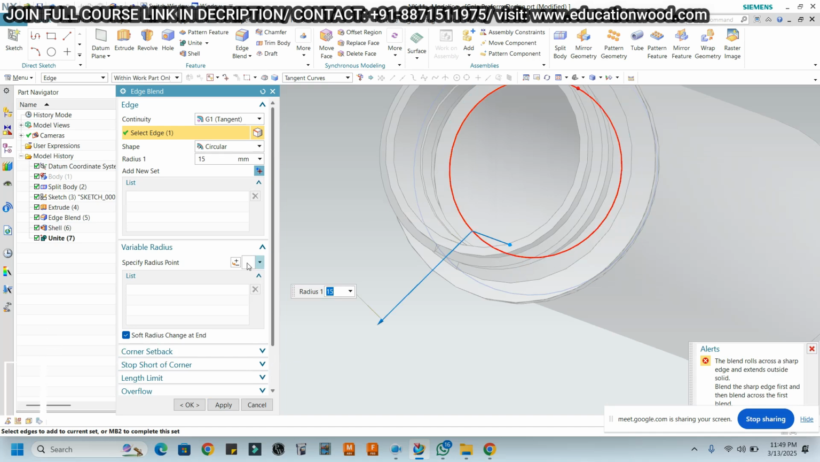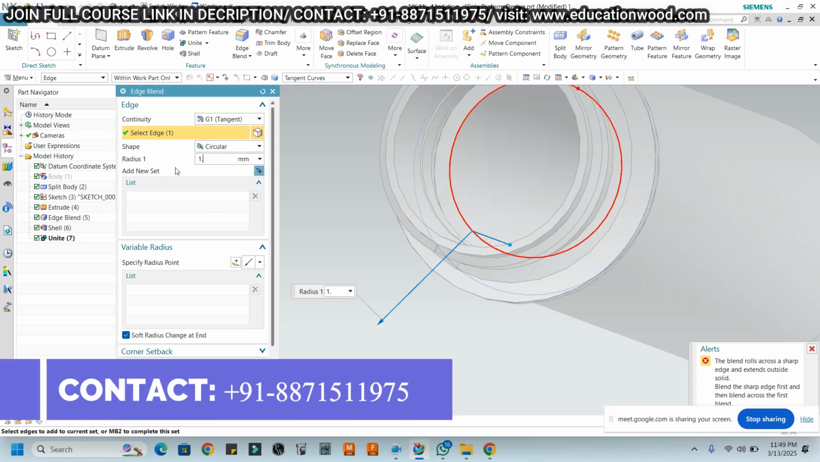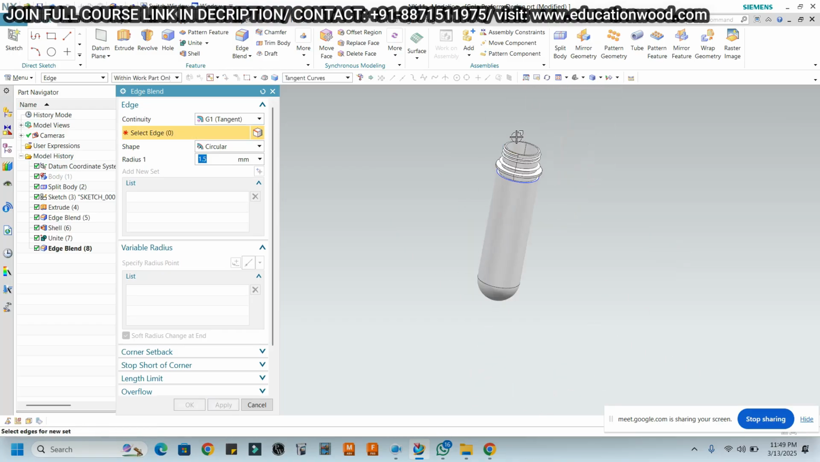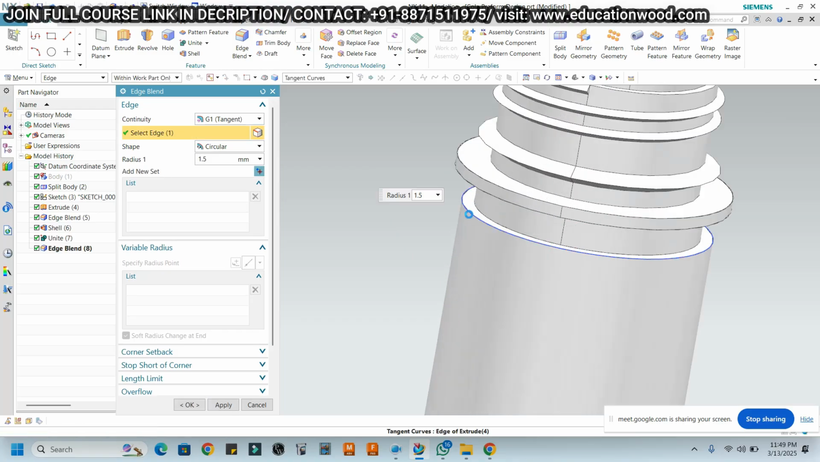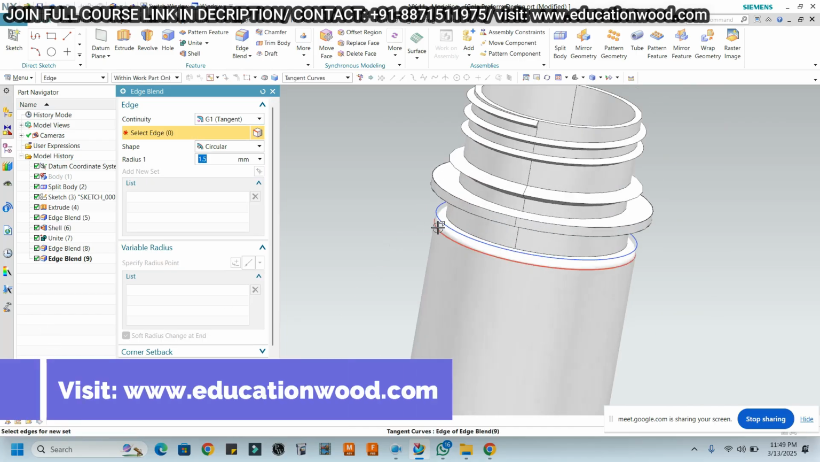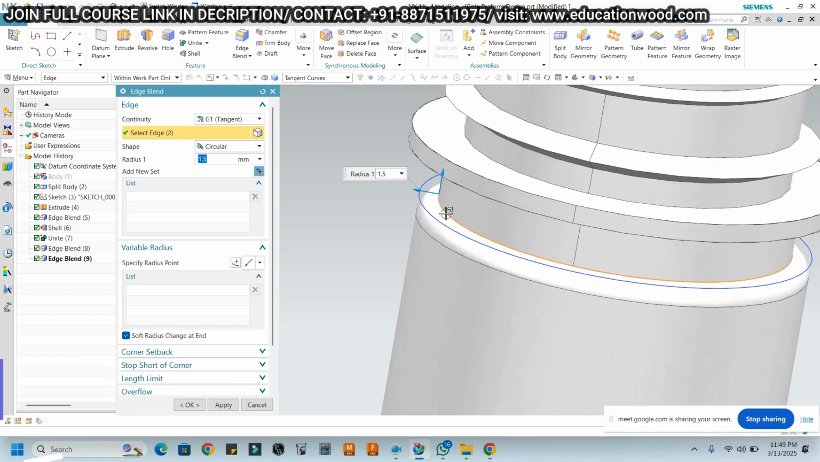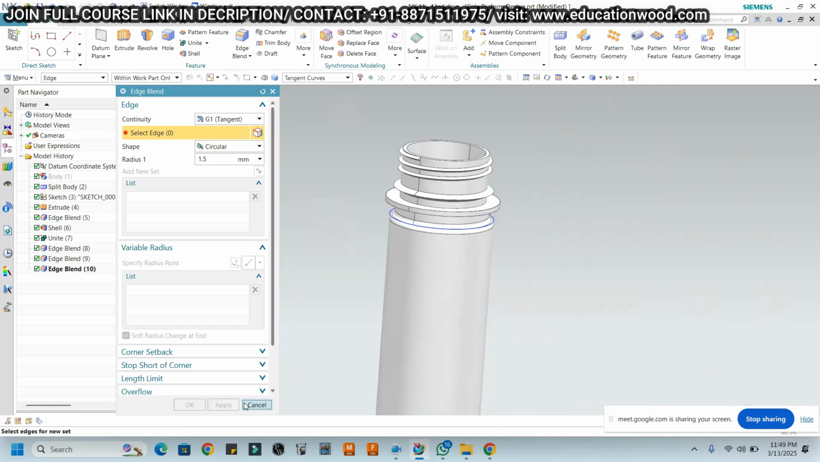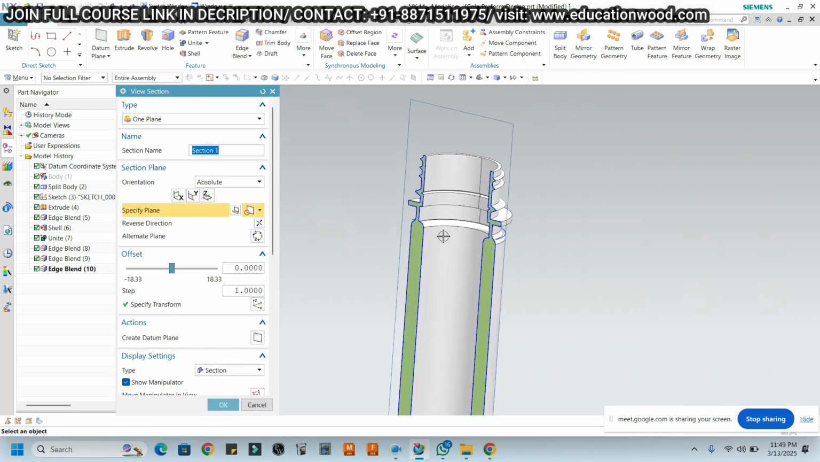I'm just providing 1.5. Right, see, and similarly I have to provide the radius here also. To make it even. Yes, right. And similarly I can provide the radius rather than sharp edges here. Yes, I can provide the radius here. Control H.